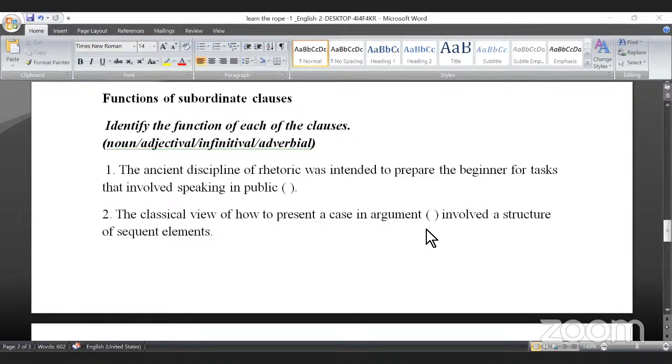Look at the sentence carefully, identify which part of it would be the subordinate clause, and then look at what its function would be. The ancient discipline of rhetoric was intended to prepare the beginner for tasks that involved speaking in public.